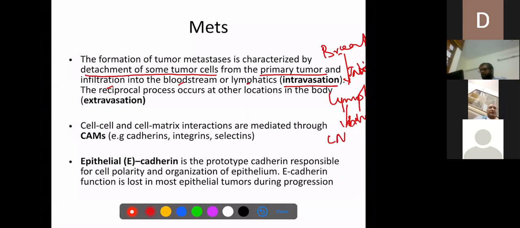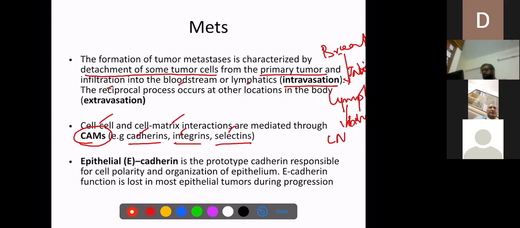Okay, it is mainly mediated by what are called CAMs. CAMs are nothing but cell adhesion molecules. They adhere the cells. Depending on the adhesions, cell and cell interactions and cell and matrix interactions are mediated by these cellular adhesion molecules. Examples are cadherins, integrins, and selectins. How do these substances help in these processes? I will tell you.